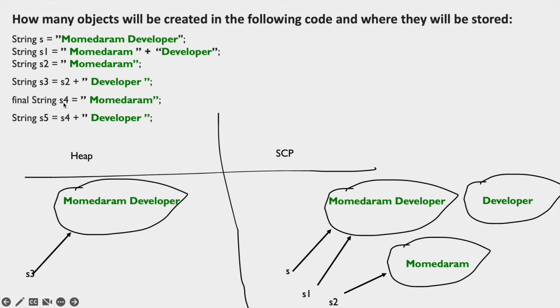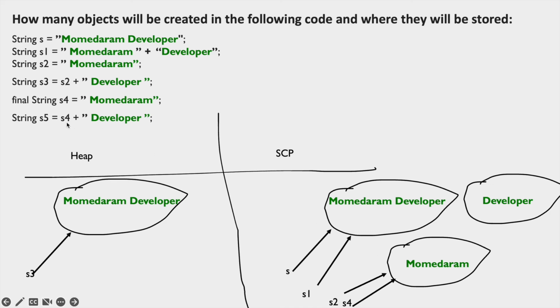Now string s4 is equal to Momedaram. Whenever we are creating an object using a literal, it will be created in the string constant pool if it is not there. So Momedaram is already there, and s4 will be pointed to this existing Momedaram object.